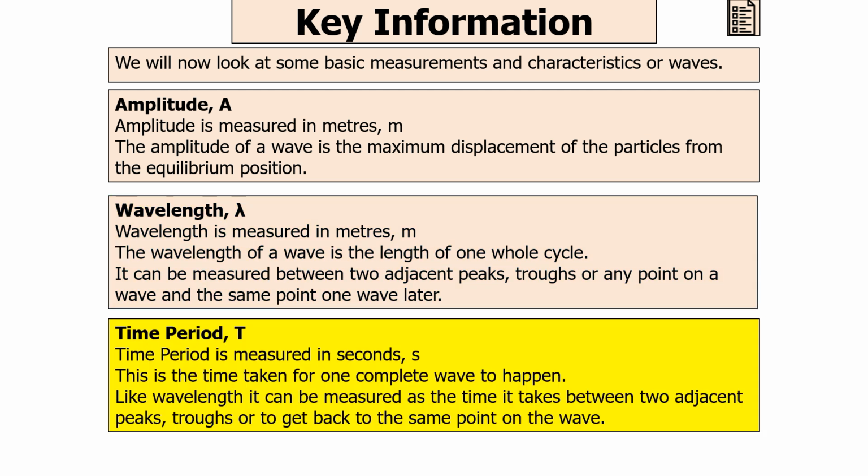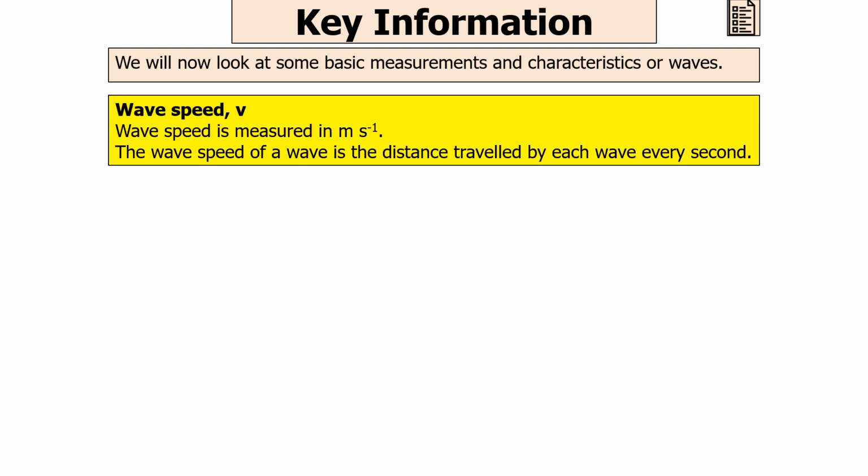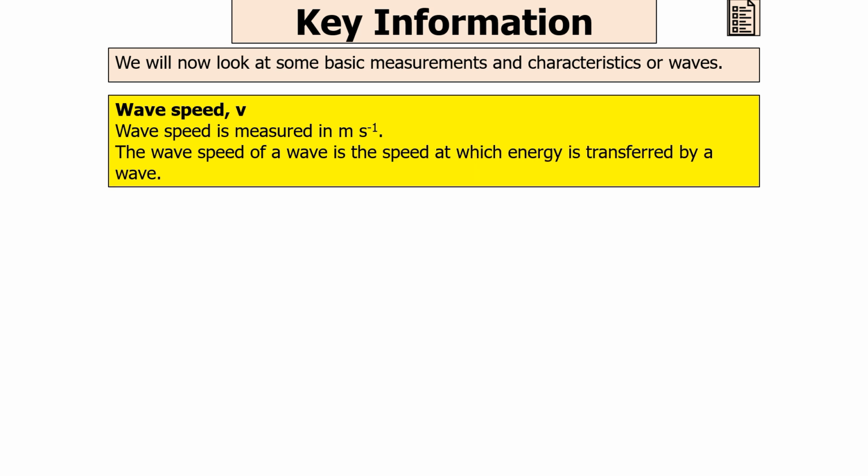This is the time taken for one complete wave to happen. Like the wavelength, it can be measured as the time it takes between two adjacent peaks, troughs, or to get back to the same point on the wave. Frequency is measured in hertz, and the frequency of a wave is the number of waves passing through a fixed point every second. Wave speed is measured in meters per second, and the wave speed of a wave is the distance travelled by each wave every second. It is the speed at which energy is transferred by a wave.